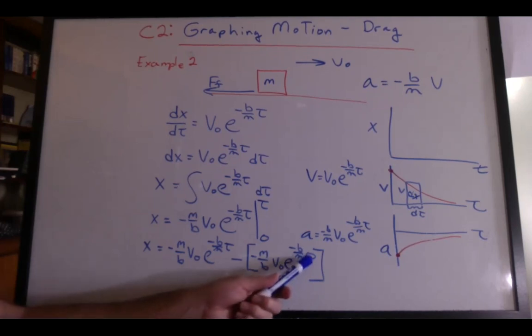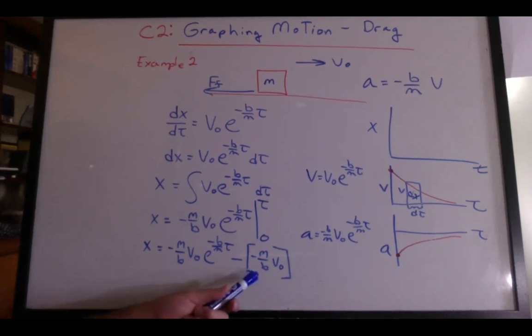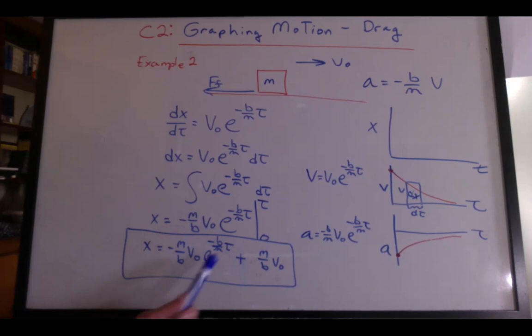Well, e to the 0 is going to be a 1, which reduces to m over b v0, and that's a negative. Well, that negative and that negative becomes a positive value. So this should be our equation for position as a function of time. Now, whenever we come up with an equation, we like to test it at extremes. So let's just see what happens to this equation if we plug in a 0 for this.